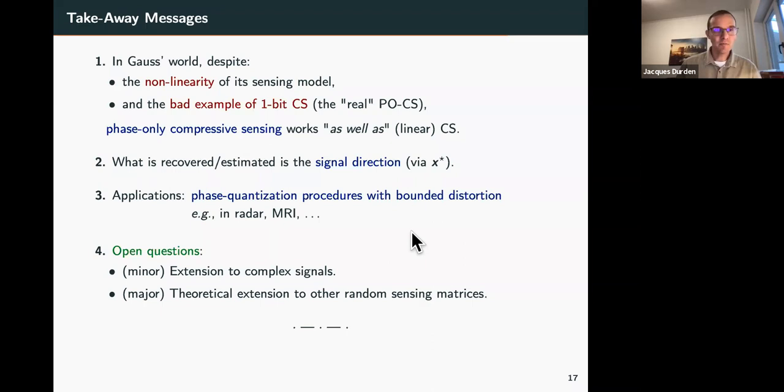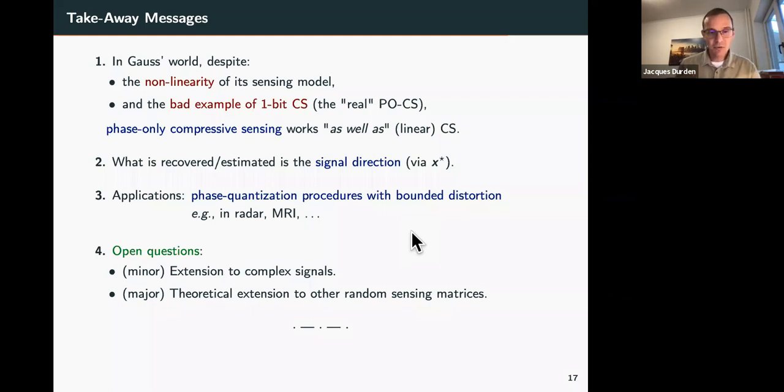Okay, so last slide. Some takeaway messages. Despite the fact that we are playing with a nonlinear sensing model, and despite the fact that we have some wrong messages coming from the theory of one-bit compressive sensing, in the Gauss world at least, it's possible to do as well as linear compressive sensing up to a slight increase of the number of measurements. And then what you can do is, of course, reconstruct X up to an unknown amplitude. So you recover only the direction of X.